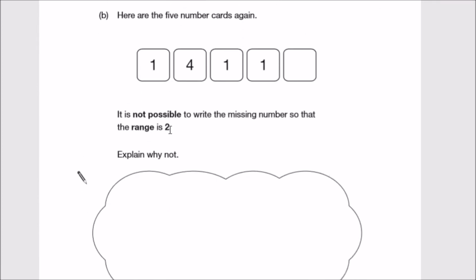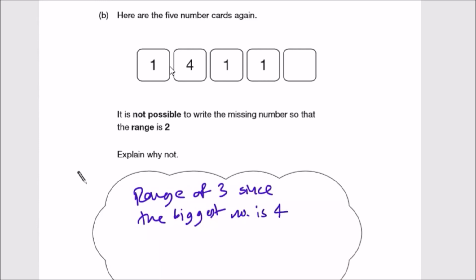Now, again, here are the 5 number cards. According to this one, it is not possible to write the missing numbers such that the range is 2. Why? The range means the difference between the biggest and the smallest. The biggest number is 4 and the smallest is 1. So it automatically has a range of 3, since 4 minus 1 is 3. Doesn't matter what number you use in the card, it's impossible.